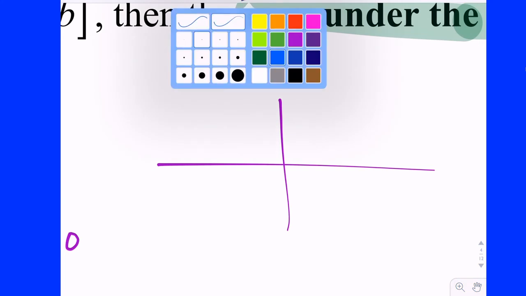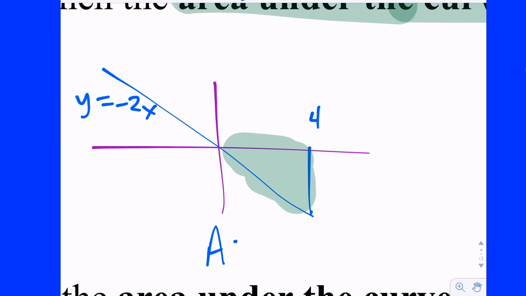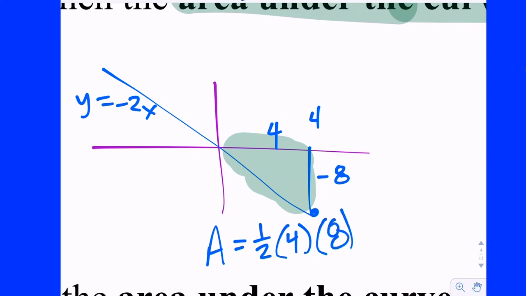If I had the graph of y equals negative 2x instead of y equals positive 2x, and I look from 0 to 4, I could find the area of that shaded region, right? The area of that shaded region is still one half the base, which is 4, times the height. The y value there is negative 8, but I know heights can't be negative, so I know the height is still 8, and I still get 16. So I know the area of that region is 16.